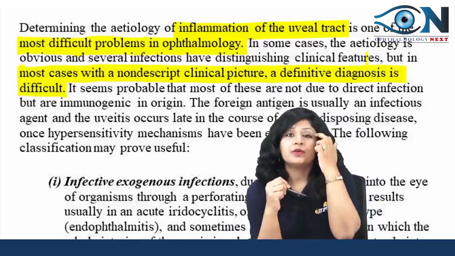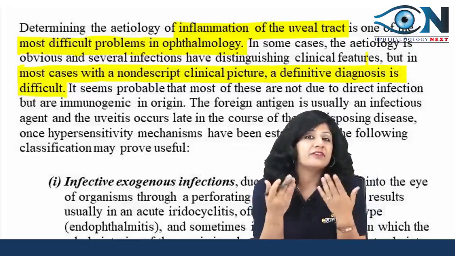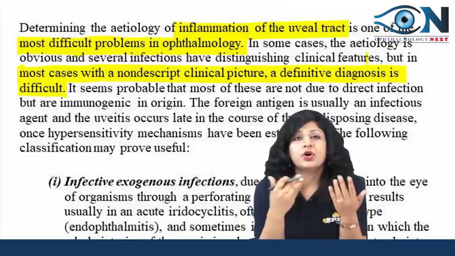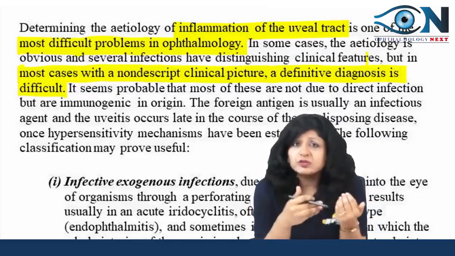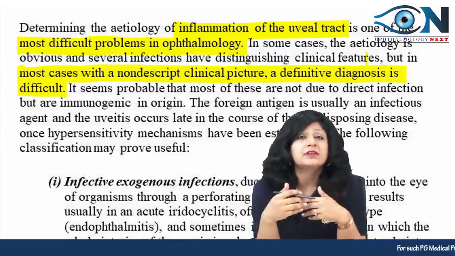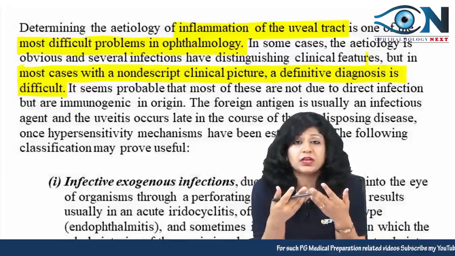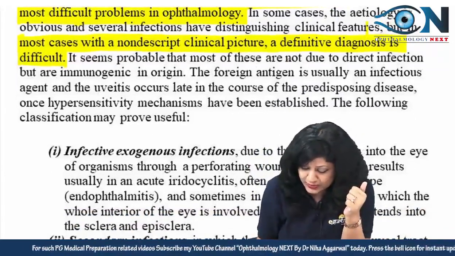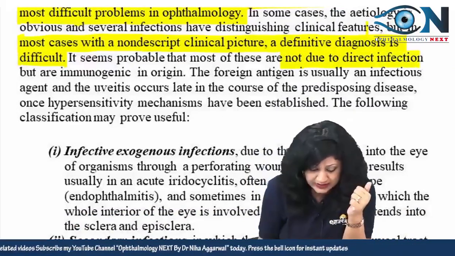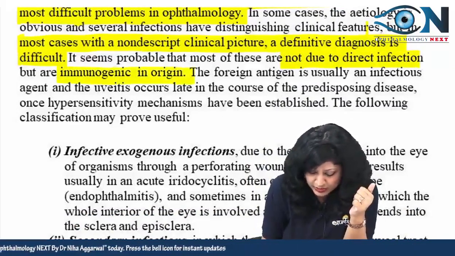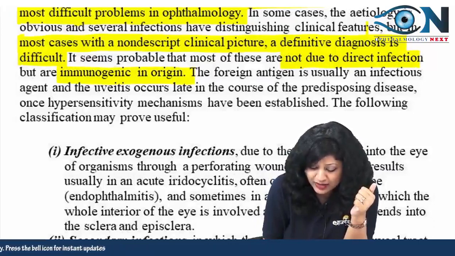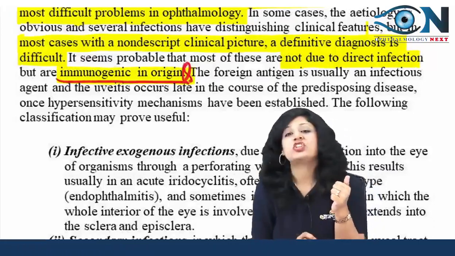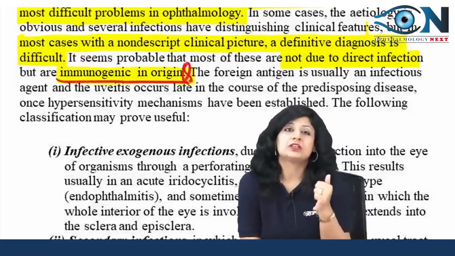So we are able to make a diagnosis that this patient is having uveitis. We are able to make out whether it is acute or chronic, granulomatous, non-granulomatous, but the typical etiology is actually difficult. It seems probable that most of these are not due to direct infection, but are immunogenic in origin. This is a well-known fact that uveitis is actually immunogenic in origin.